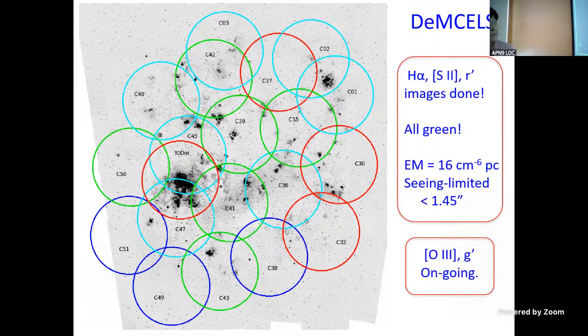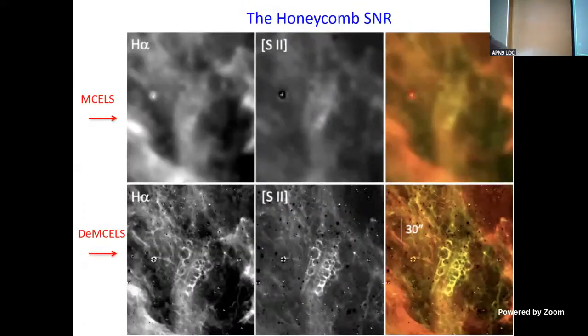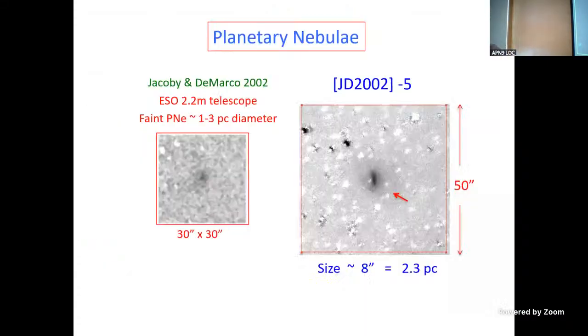All right. So to show you the comparison between MCELS and DAMCEL, on the top there's an MCELS image and at the bottom is the DAMCEL image. This is a picture of the Honeycomb Nebula. You look at the MCELS image and you say, why do you call it Honeycomb Nebula? And when you look at DAMCEL, you know, yeah, honeycomb, right there. Okay, so this is a comparison for the supernova remnant.